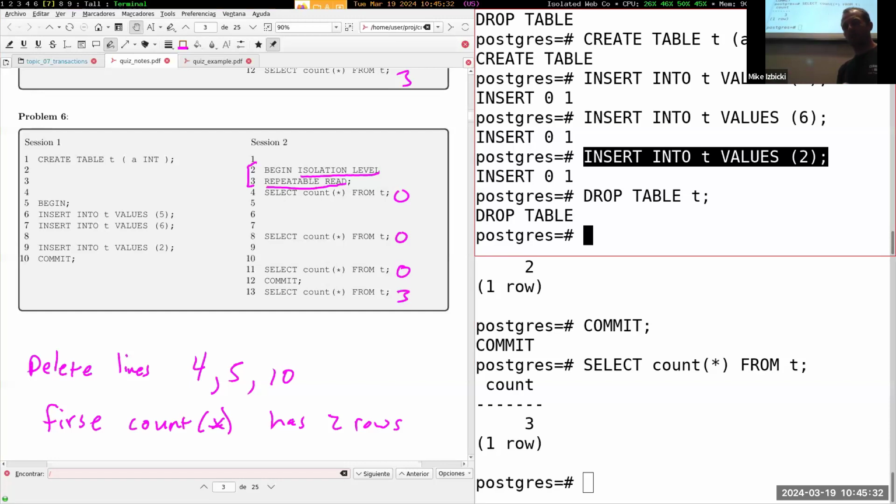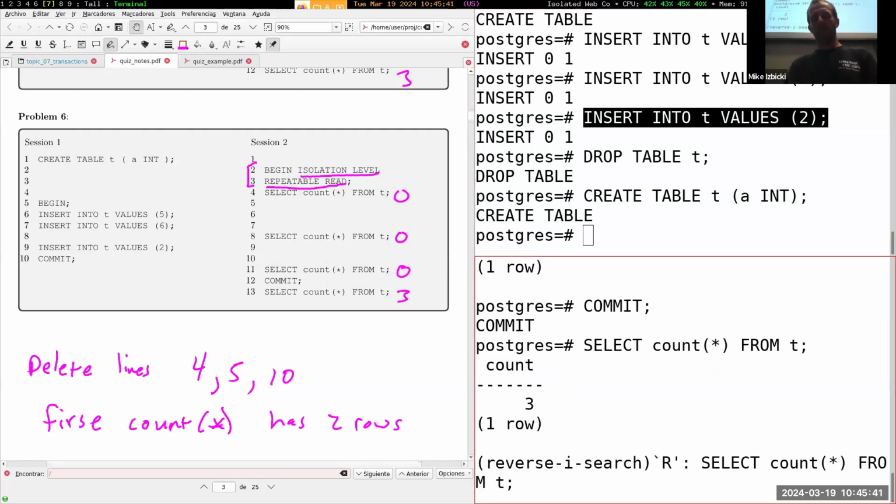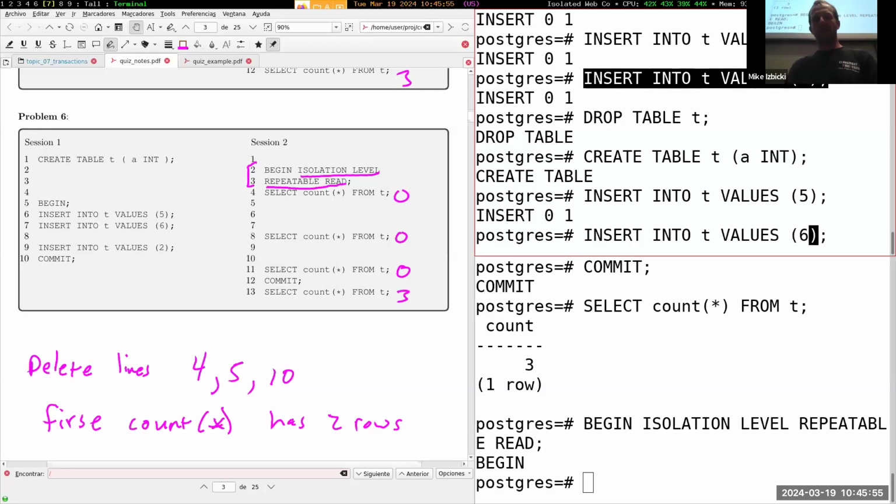I'm going to restart a new problem here, drop the table and Control R, create table T, recreate my repeatable read, begin isolation level repeatable read. So I've run lines 1, 2, and 3 at this point. I'm not going to run line 4, I'm not going to run line 5, but I am going to run lines 6 and 7 over here, inserting into the values 5 and 6.